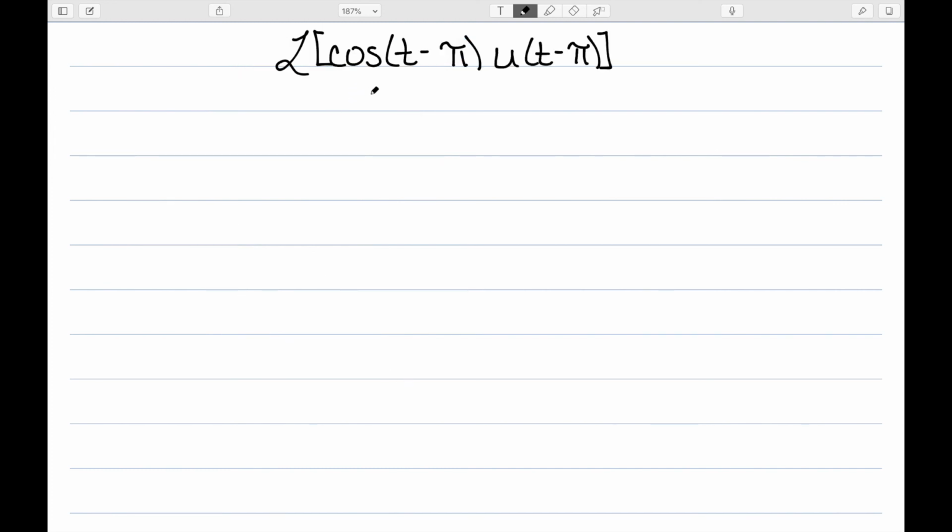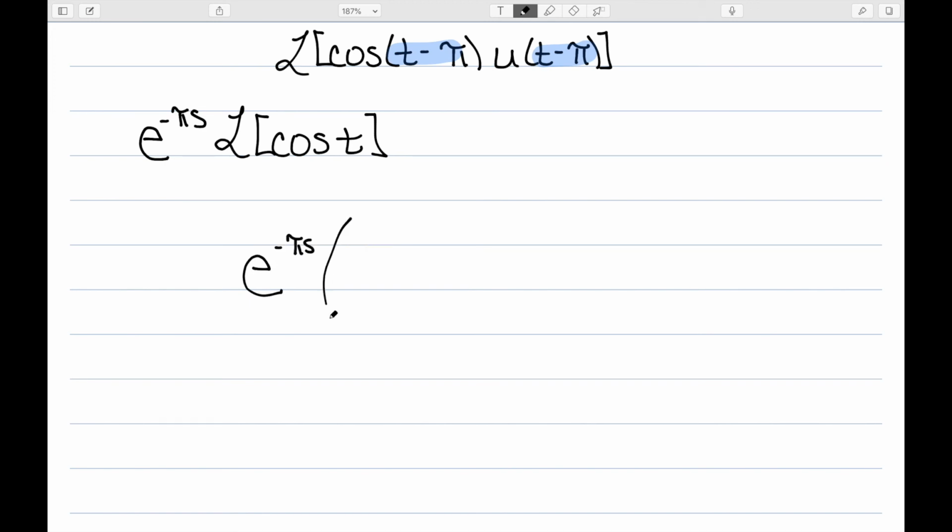This time I want the transform of cosine of t minus pi u of t minus pi, and I have the t minus pi in both of these. So that tells me I'm going to have e to the minus pi s times the transform of just cosine t. So this will be e to the minus pi s times s over s squared plus 1.